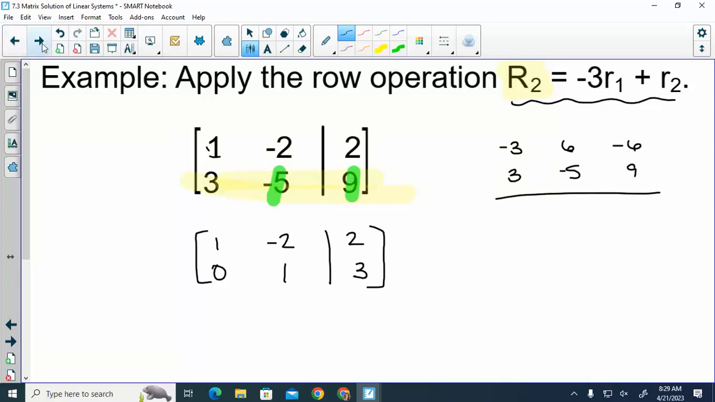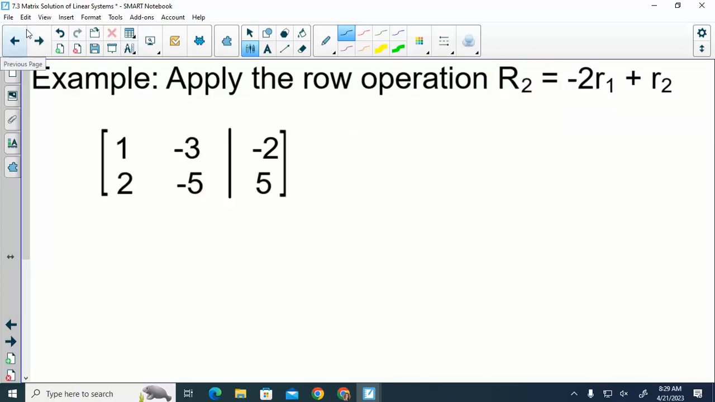Okay, let's do another one. So, row 2 stays. Well, no, row 2 changes. Whatever row it's equal to is the row we're changing. So we're going to change row 2. The row you are not changing stays the same.